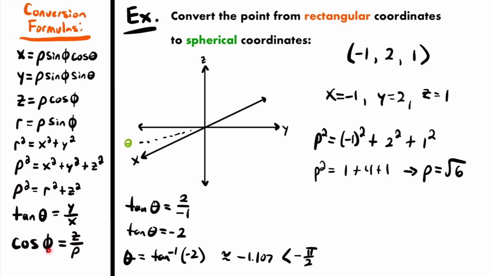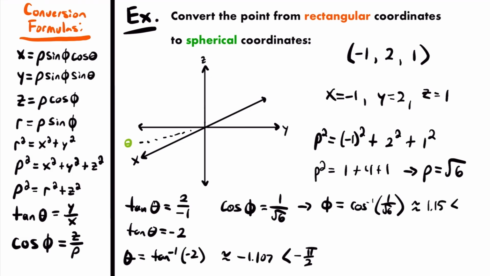Let's use this equation. Cosine of phi equals z divided by rho. So we'll have cosine of phi equals z, which is 1, divided by rho, which is the square root of 6, right? That's what we found over here. Now, here's where things get tricky again. There is no special angle that corresponds to 1 divided by the square root of 6 for cosine. So this is just another ugly angle. We would just represent it like this. You would have phi equals inverse cosine of 1 divided by the square root of 6. And if you plug that in your calculator, you will find that it's approximately equal to about 1.15, which once again is less than pi divided by 2, which is about 1.57.